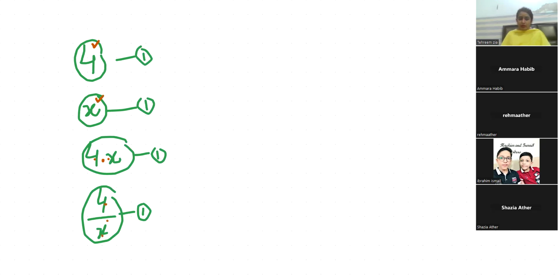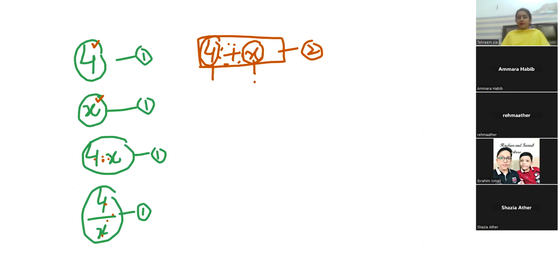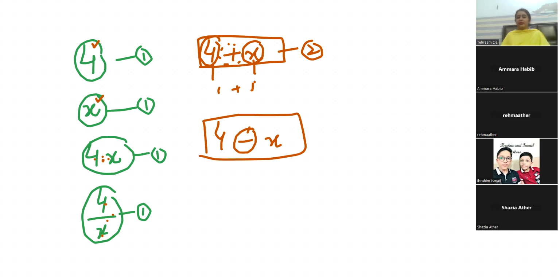Now coming to, if I will write 4 plus x, how many terms are there now? There are 2 terms now. Why? Because there is a sign of addition. So 4 is one term, x is another term. So 1 plus 1, 2 terms. If I write 4 minus x, how many terms are there? Again, subtraction. Subtraction separates the terms. So 4 is one term, x is another term. So again, there are 2 terms.